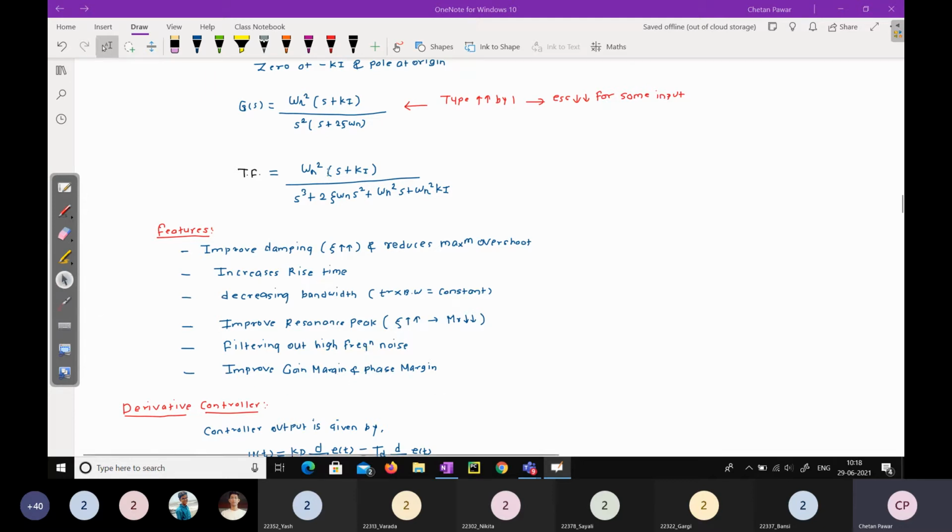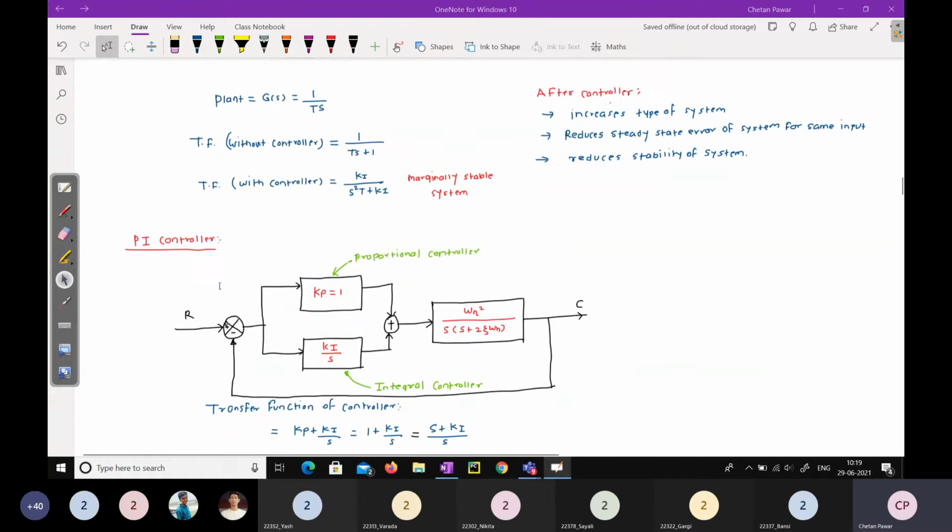As we have seen, when a zero gets added, system stability increases. In root locus we have seen what happens when you add a zero in the open loop transfer function: the root locus shifts to the left side of the S-plane. We have seen that in the root locus topic. So system stability will increase, and gain margin and phase margin will increase. Those are the features of the PI controller.